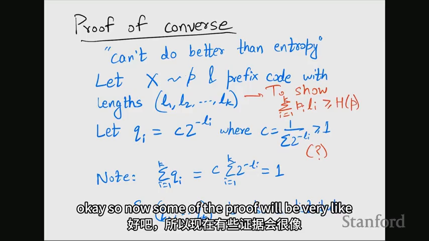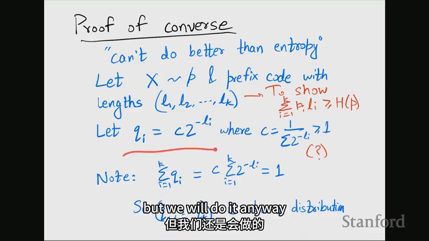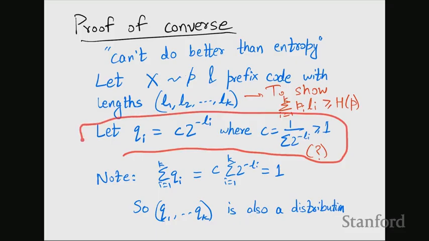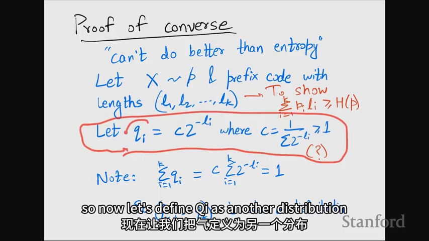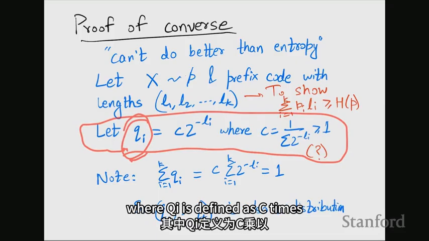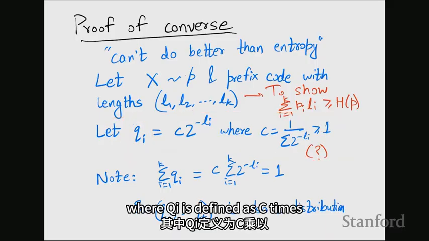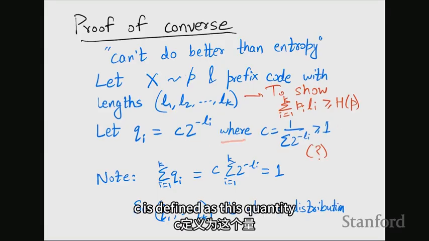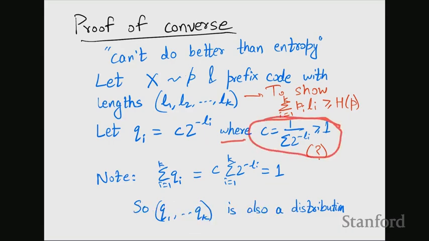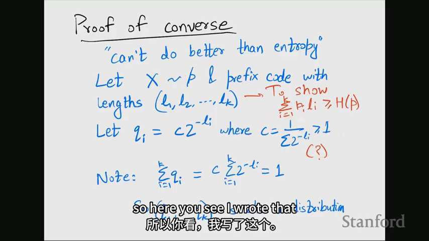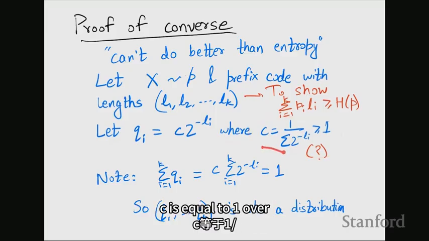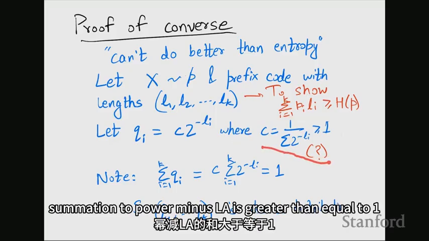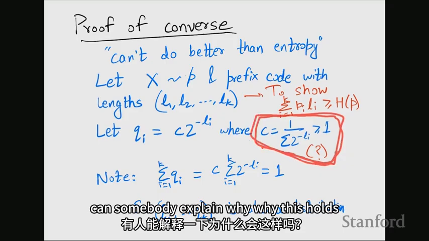Okay, so now some of the proof will be like, why are we doing this? But we will do it anyway. So now let's define Q_i as another distribution, where Q_i is defined as C times 2 power minus l_i, where C is defined as this quantity. So here you see I wrote that C is equal to 1 over the summation of 2 power minus l_i, which is greater than or equal to 1. Can somebody explain why this holds?